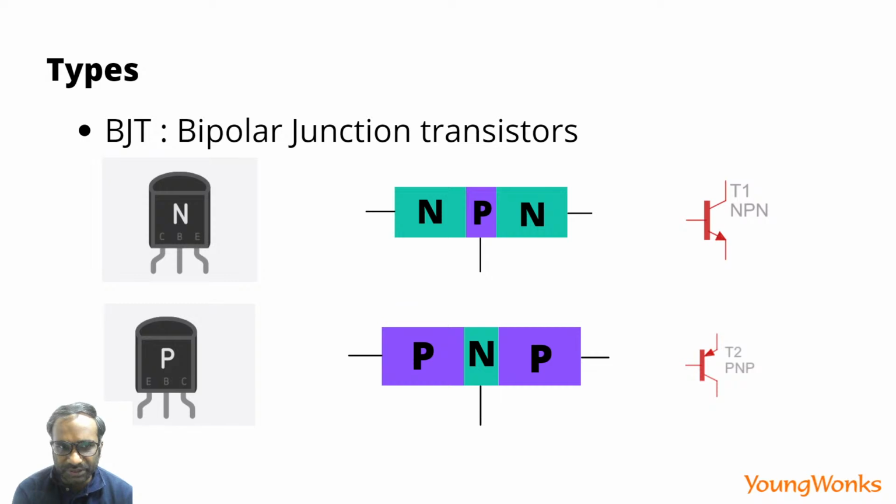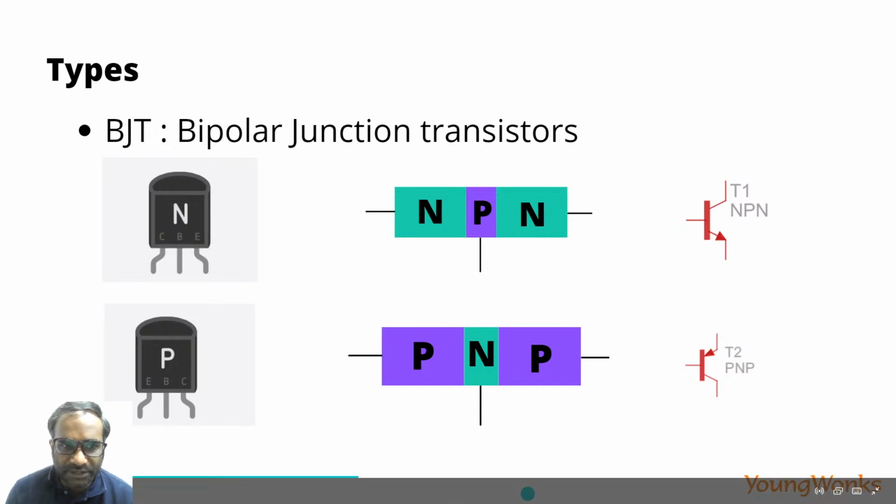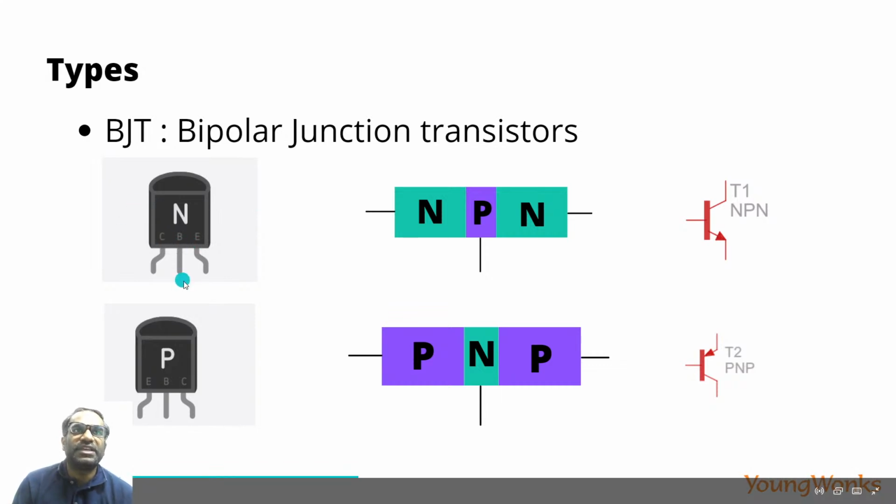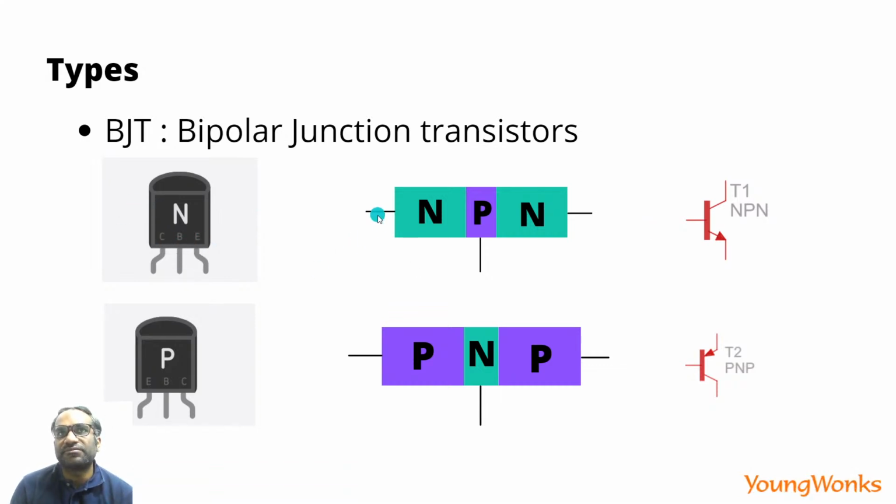there are three terminals. One is called the collector, as you can notice in this diagram. One is called the base, and one is called the emitter. And the arrows in the symbol indicate the direction of flow of current. So when a current is applied to the base, it creates a channel through which current can flow from the collector to the emitter.